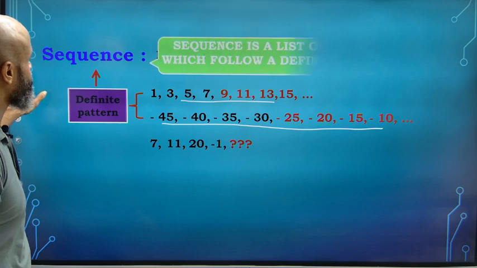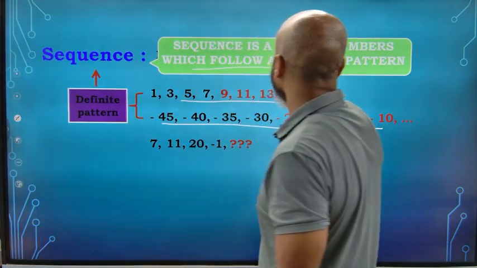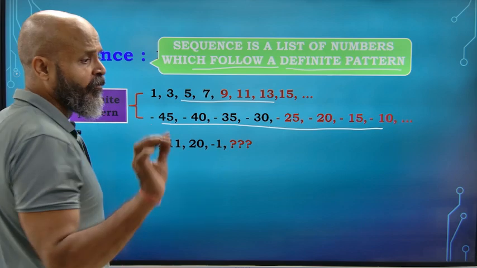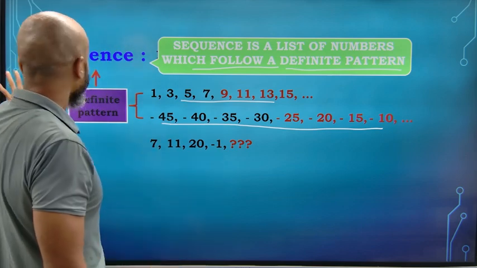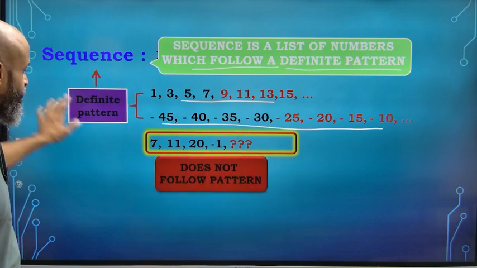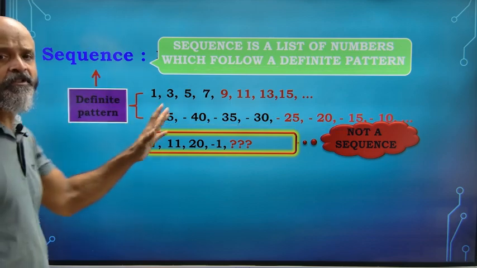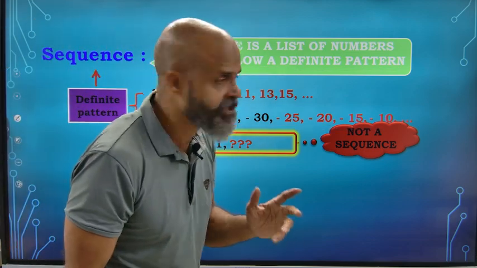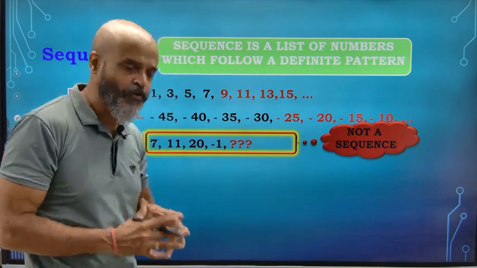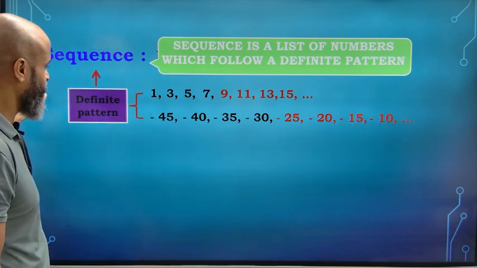So what is basically a sequence? A sequence is a list of numbers which follows a definite pattern. Is this forming a sequence? The answer is no. It does not follow a pattern, so it obviously does not qualify for being a sequence. In this chapter, we will deal only with sequences.